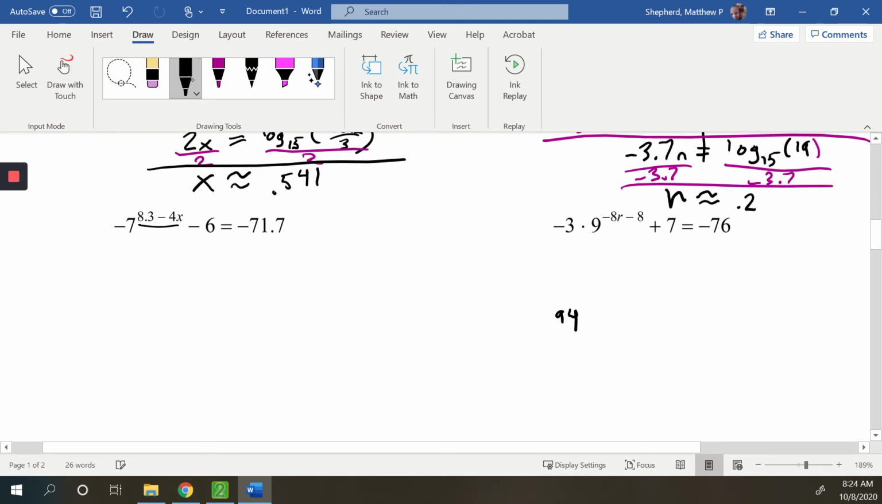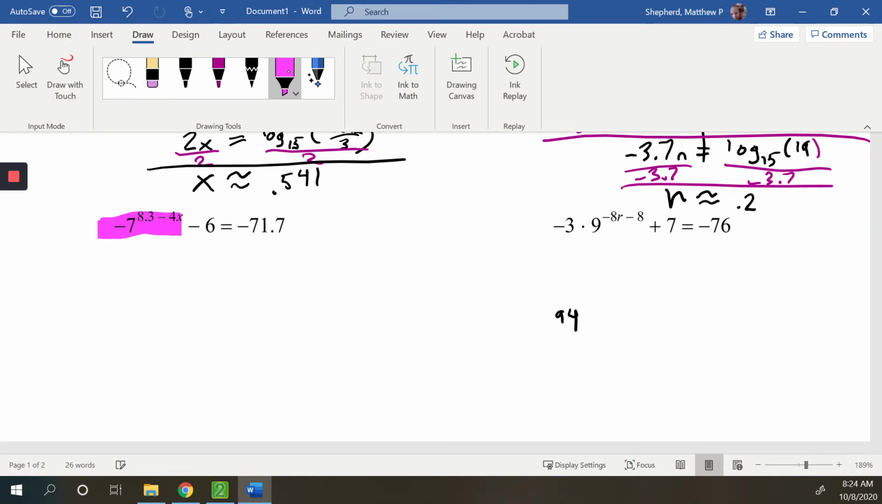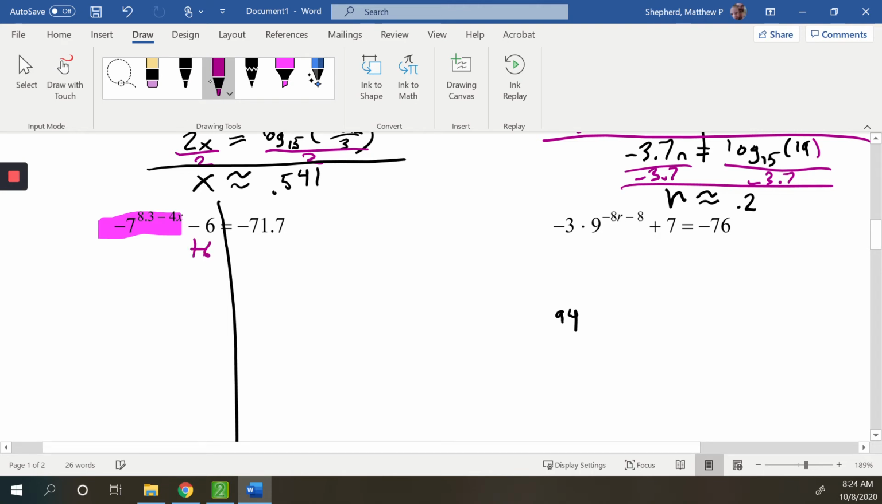All right, you'll notice our statement inside that exponent is getting more complex, but hopefully that doesn't actually make anything all that more difficult. Once again, I just see that minus 6, so I'm going to do the opposite and add a 6 to both sides. So now I've got my negative 7, 8.3 minus 4x should be equal to a negative 65.7.